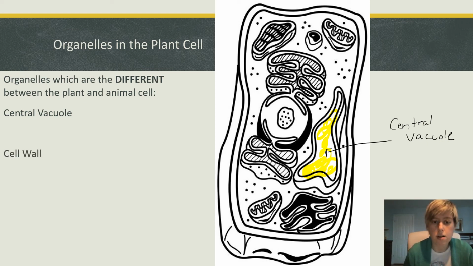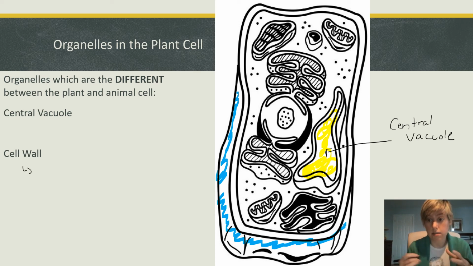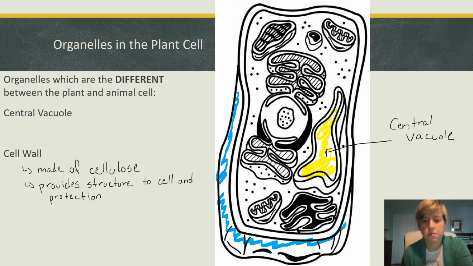Our second key difference is that our plant cells have a cell wall. Now our cell wall is the outer layer surrounding the cell, which is being highlighted in blue. And its key function is to protect the cell and provide the cell structure. And the key ingredient found in the production of the cell wall is a molecule called cellulose.